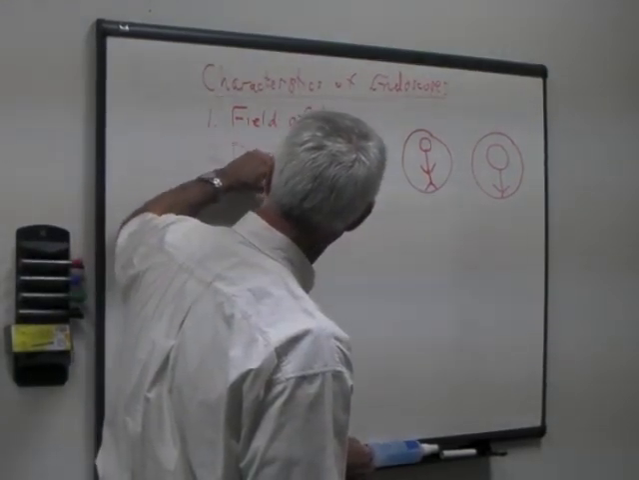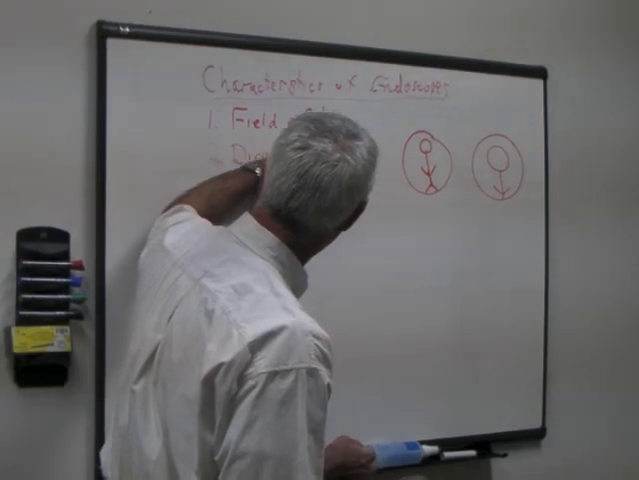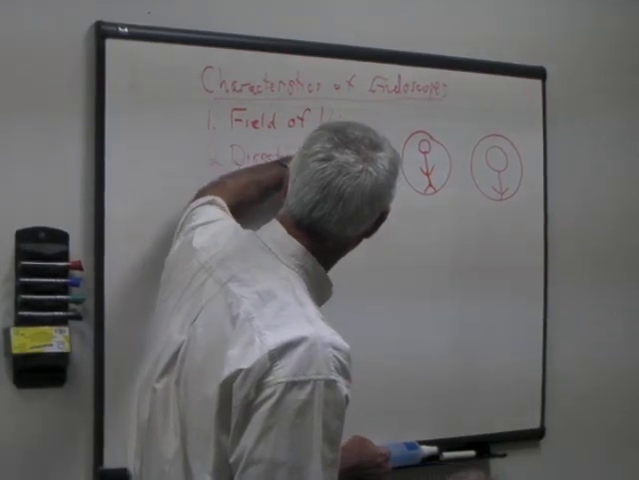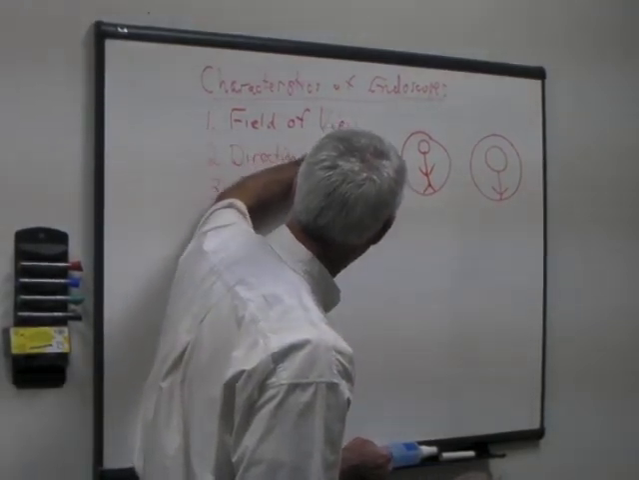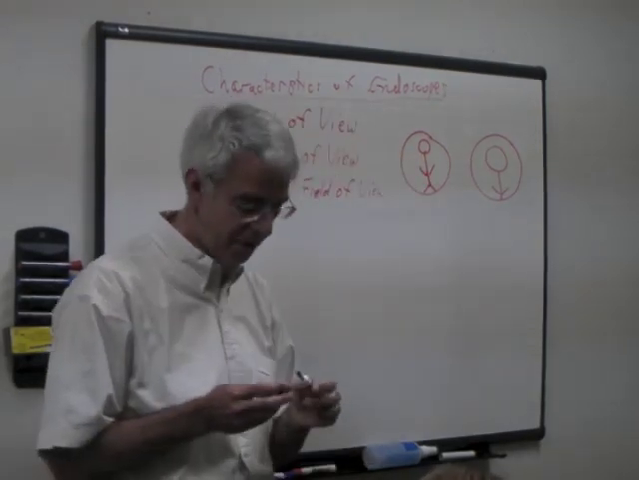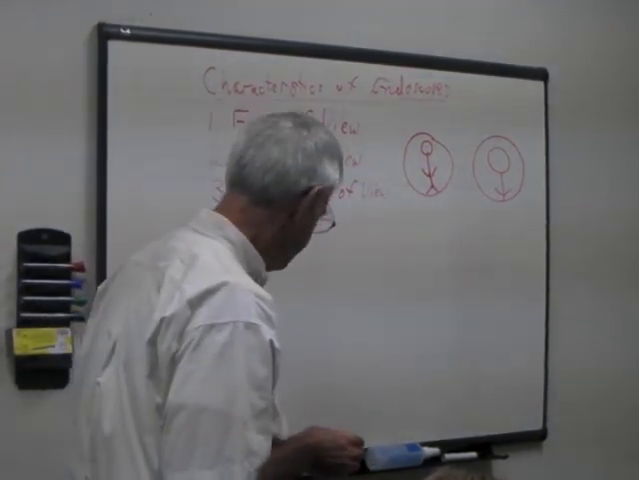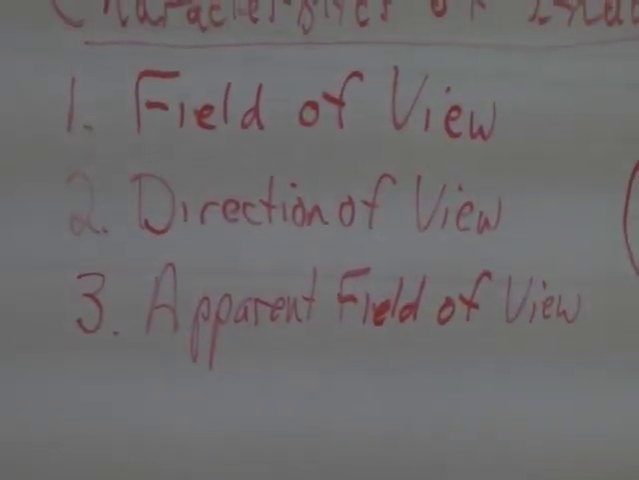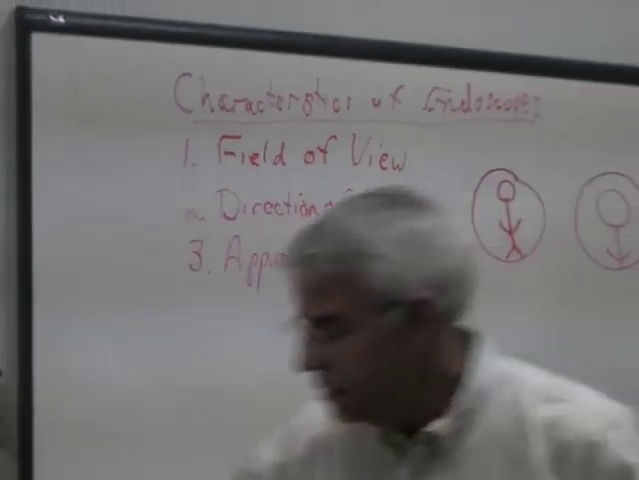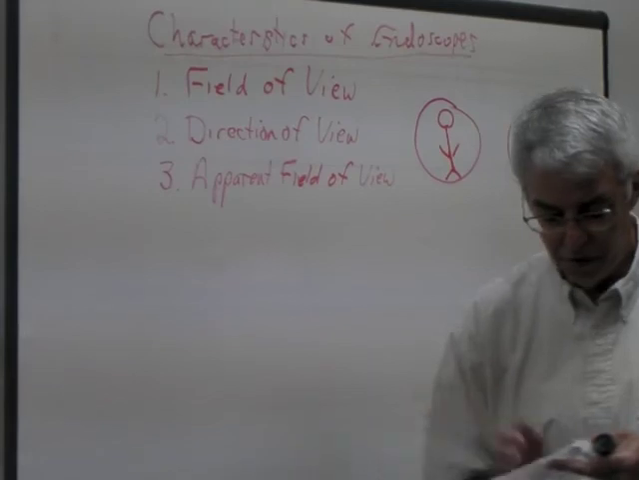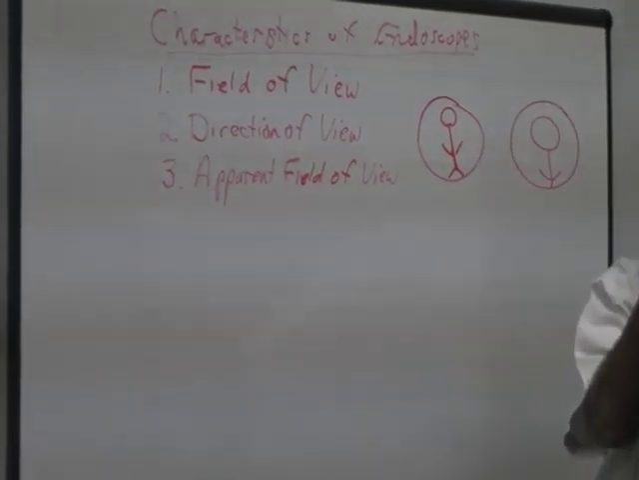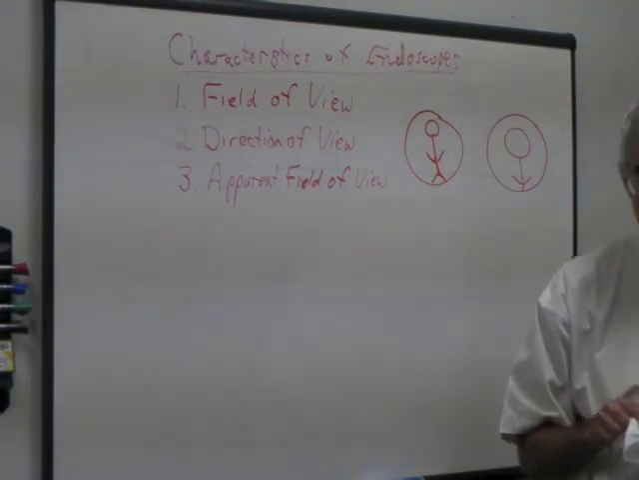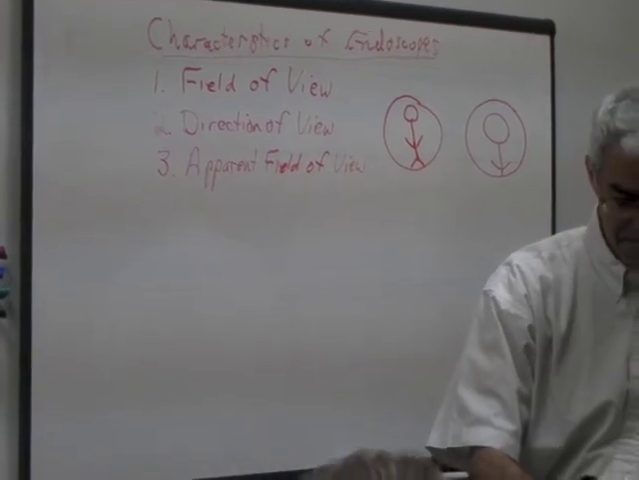The third characteristic is a little bit more difficult to understand, but still very important. It's called apparent field of view. I'm going to pass this scope around and have you look through it, and actually what I'll do, take this tissue. What I want you to do is just put the tissue around the tip of the scope so you're not confused by looking at anything, and tell me what you see.